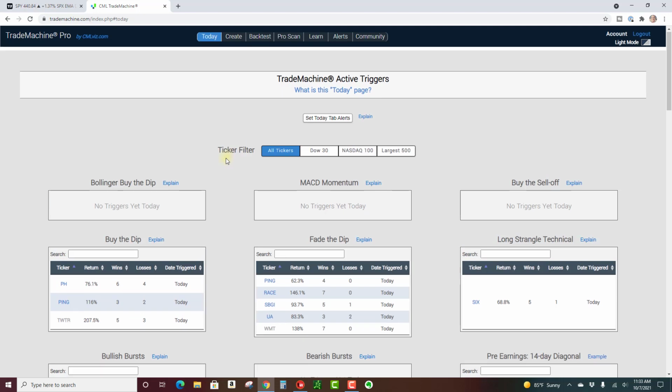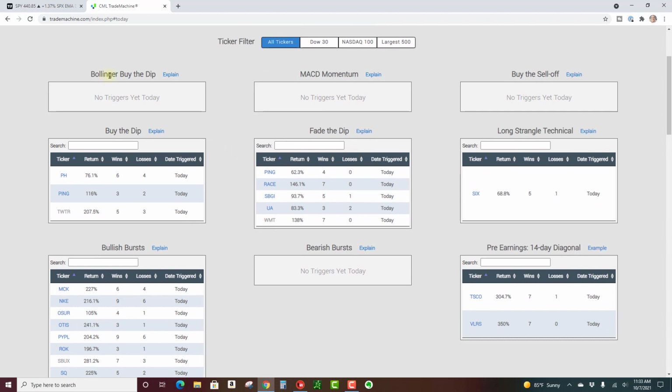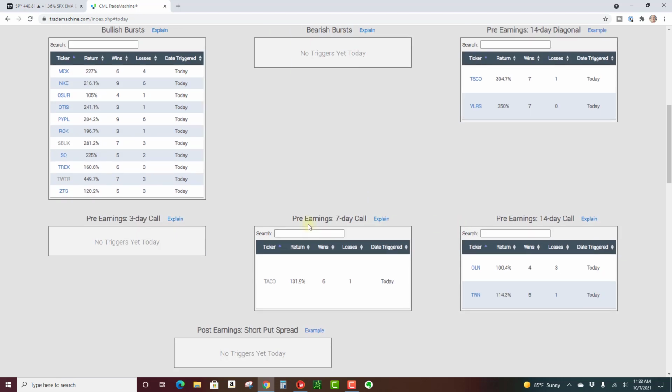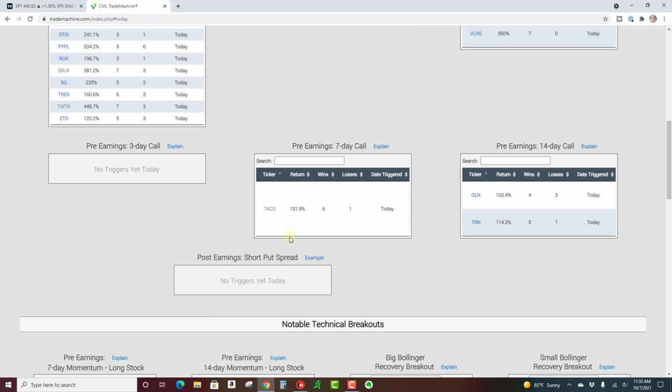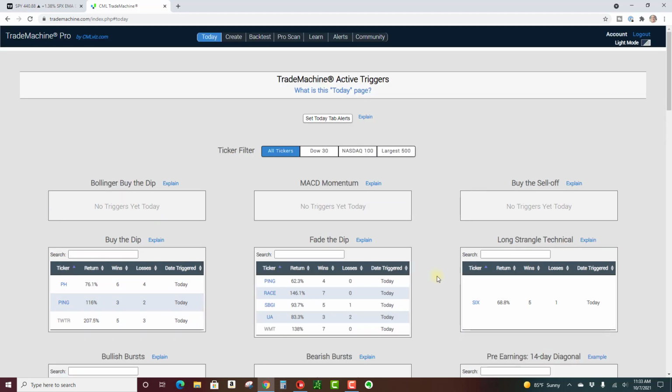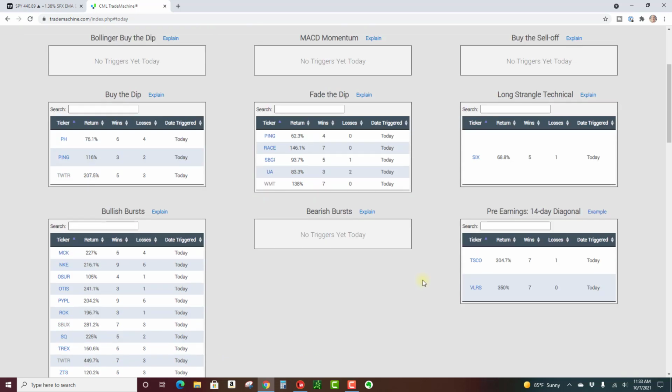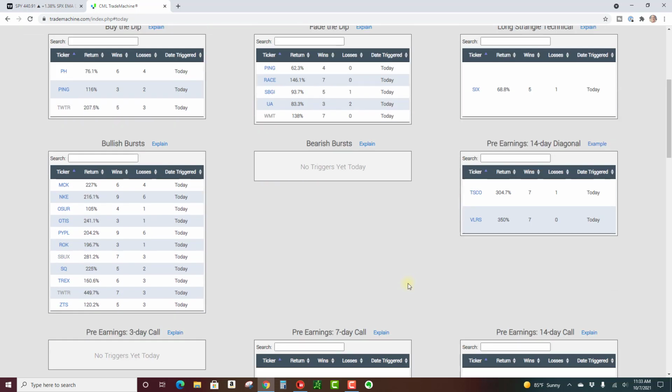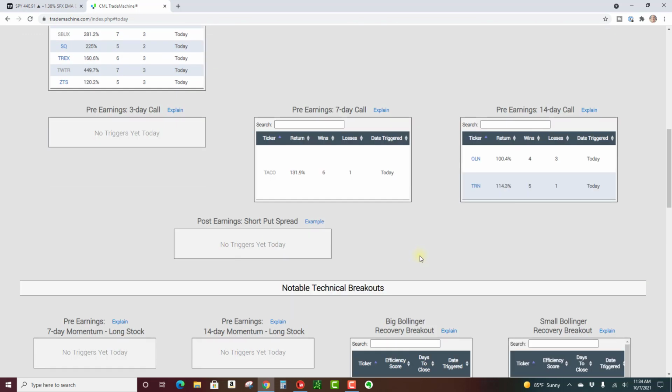So just to quickly walk through them, we have Bollinger buy the dip, that's Bollinger Band, MACD momentum, buy the sell-off, long strangle, fade the dip, buy the dip, bullish burst, bearish burst, pre-earnings calls, pre-earnings 7-day call, pre-earnings 14-day call, and we have some other ones down here. The way this works is that when the market's open, if any of these signals are happening on various stocks, it's going to display them here for you to consider as something to trade.